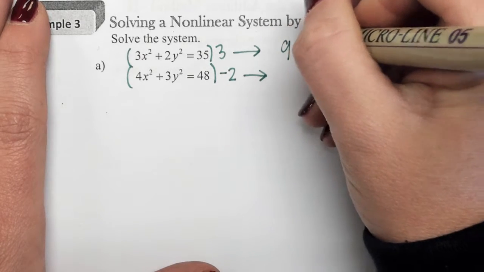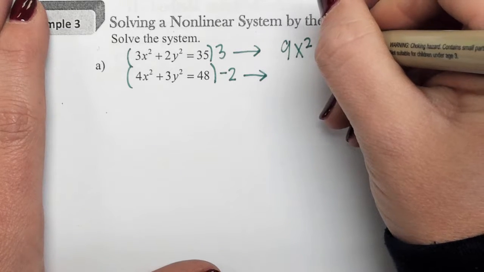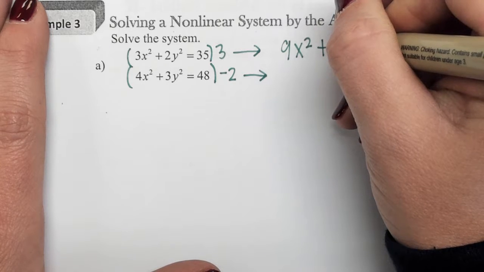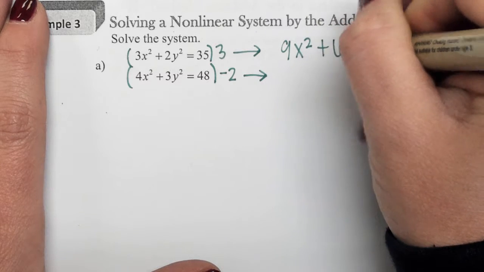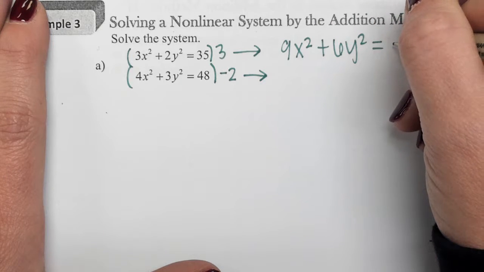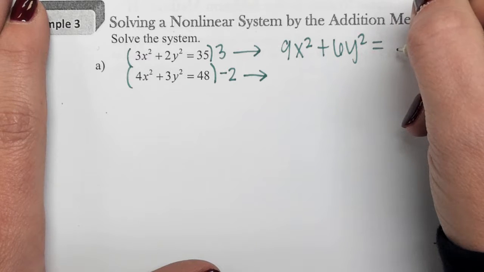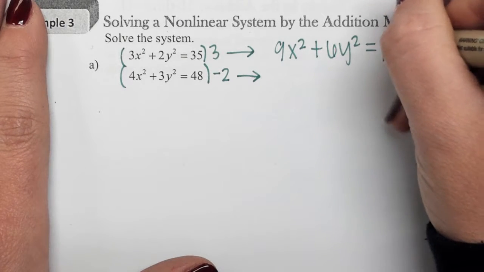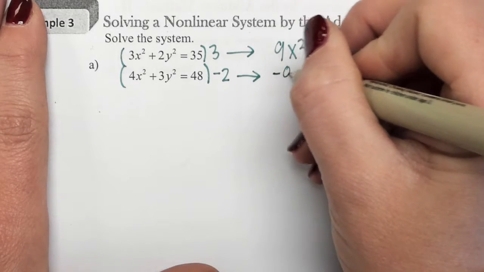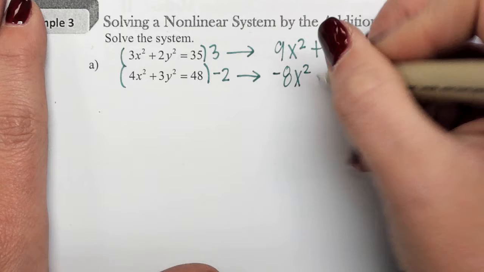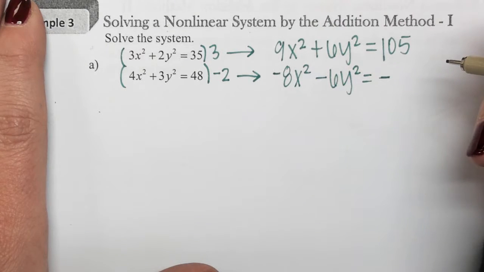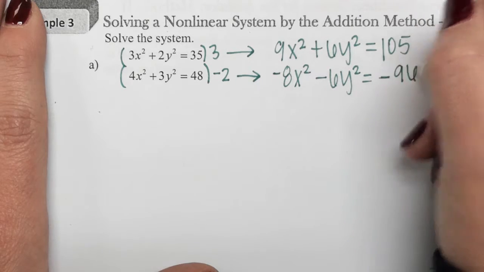9x squared. 5y. Try it one more time. Remember, we're multiplying, not adding. 6y. Good. Equals? Alright. Camden, tell me all of these multiplied by -2, the next one. Negative 8x squared minus 6y squared equals negative 96. She correct?